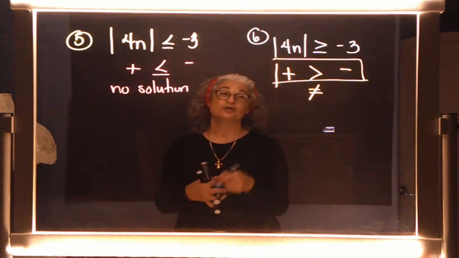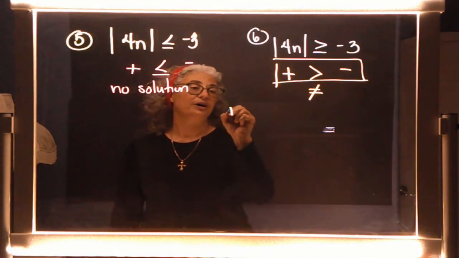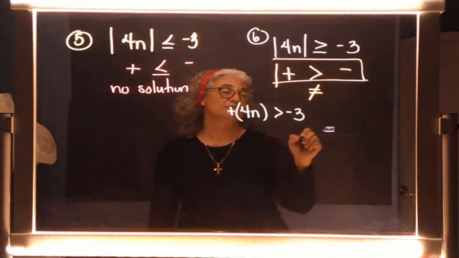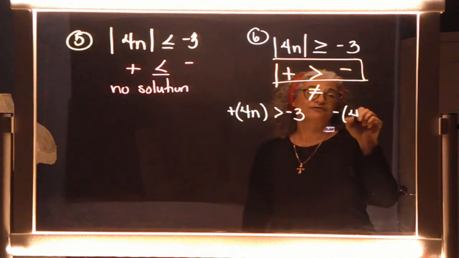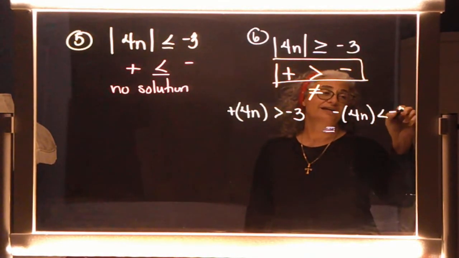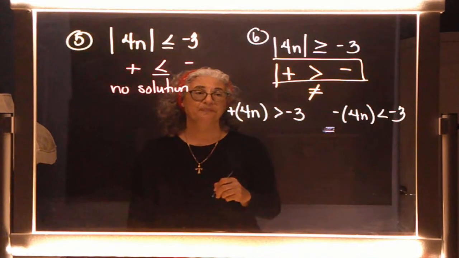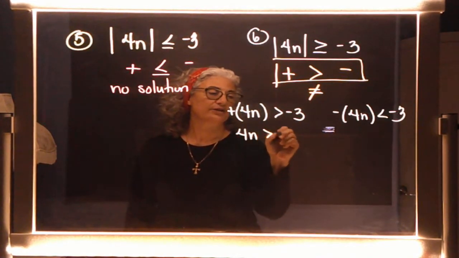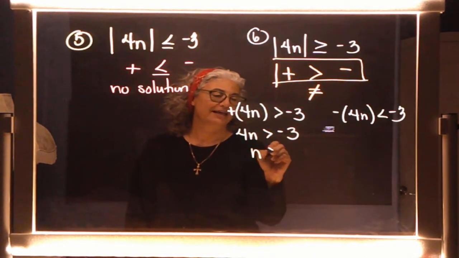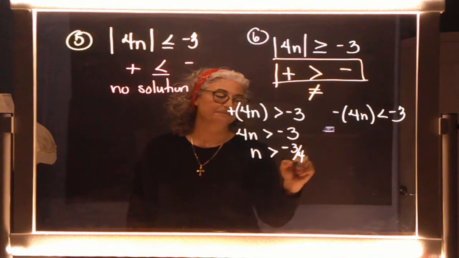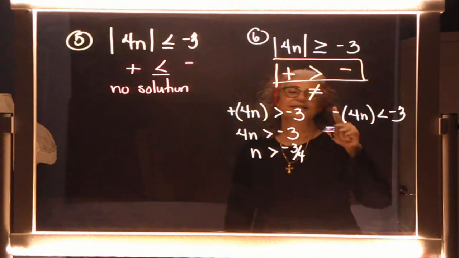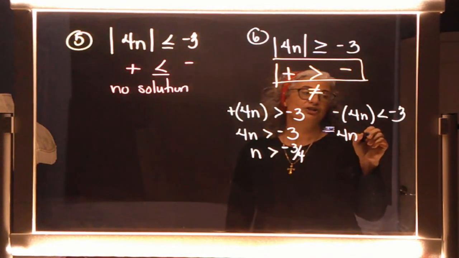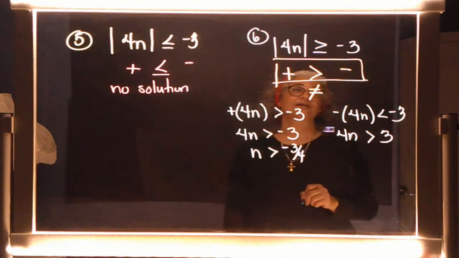Which means you could actually write the positive 4n greater than negative 3. You could also write the negative of the 4n is less than negative 3. Are you with me? All right, so let's work this one out. So I have 4n is greater than negative 3, and that means n is greater than negative 3/4, right? This one, yeah, I'm going to move the negative to the other side. So 4n is greater than positive 3, isn't it?